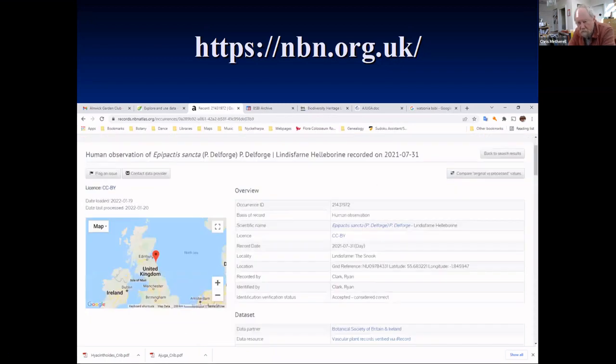Here's one of them, from the Lindisfarne helleborine. You can see there's a lot of information there, who recorded it, where it is, nice grid reference, and so on. So this again is a brilliant resource.